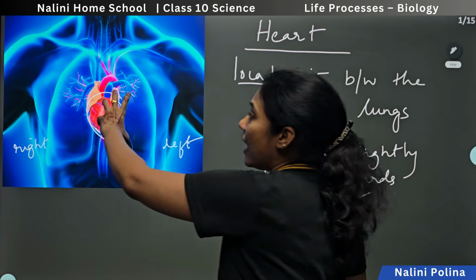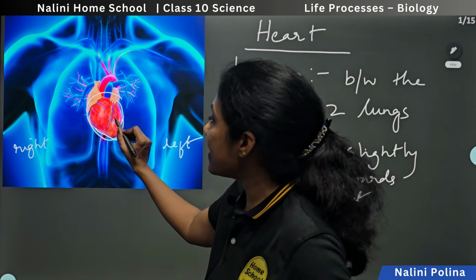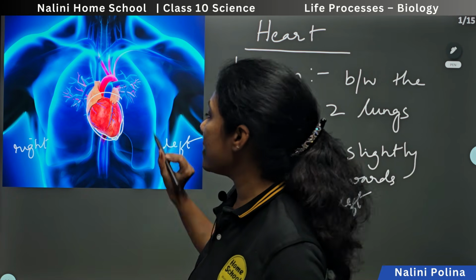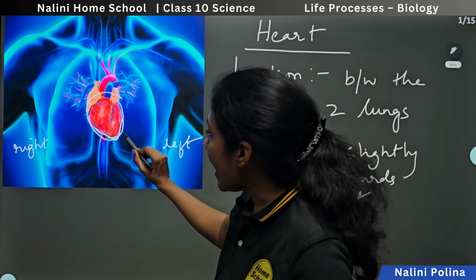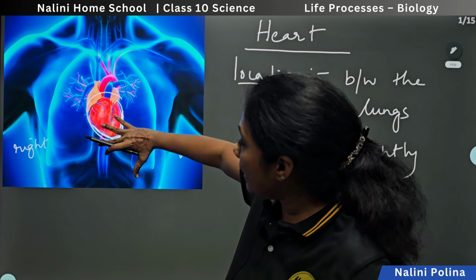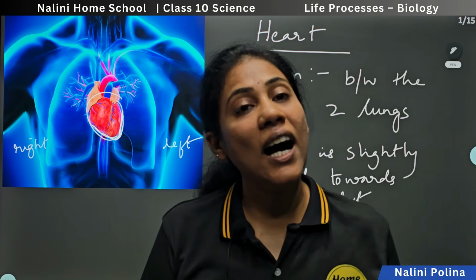The entire heart is not present on the left side. It is exactly at the center between the two lungs. This is the right lung and this is the left lung, right? It is exactly at the center, but the bottom portion is slightly tilted towards the left side. That's it. So that is the location of the heart, guys.